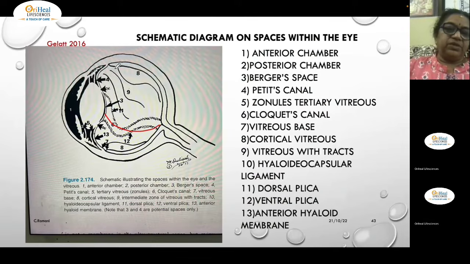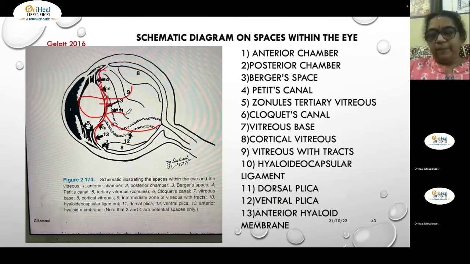And these are all the fibrous bands you find inside the vitreous. And this is important, that is the anterior hyaloid membrane. So these are the two structures you should be very careful with when you do cataract surgery: the posterior capsule of the lens and the anterior hyaloid membrane. So if there is a rupture, what happens during surgery? The vitreous will herniate into the anterior chamber.